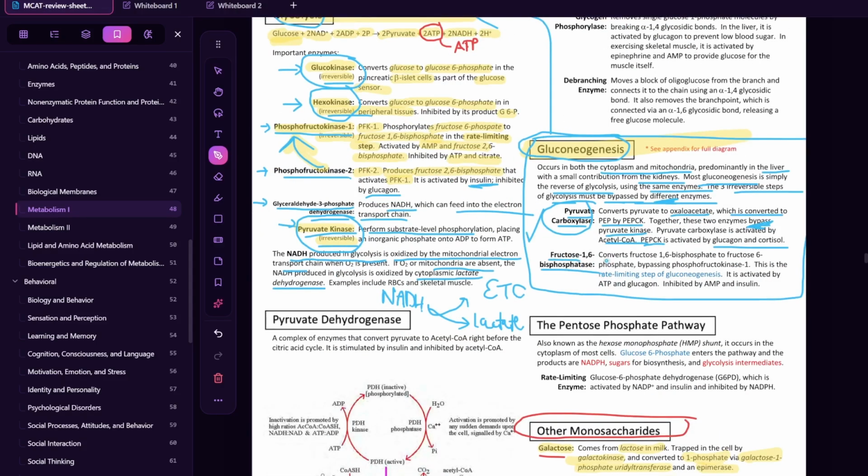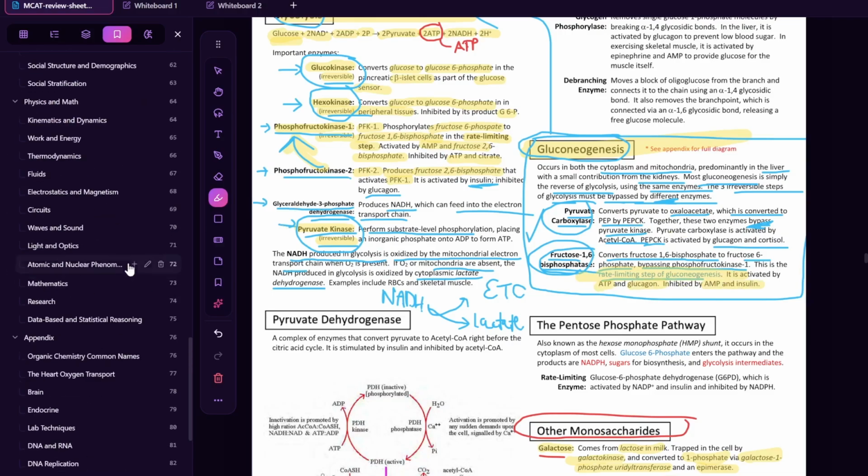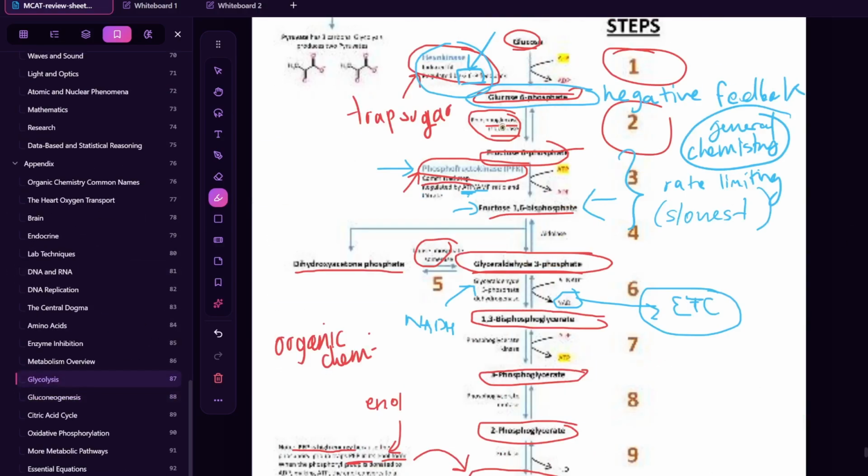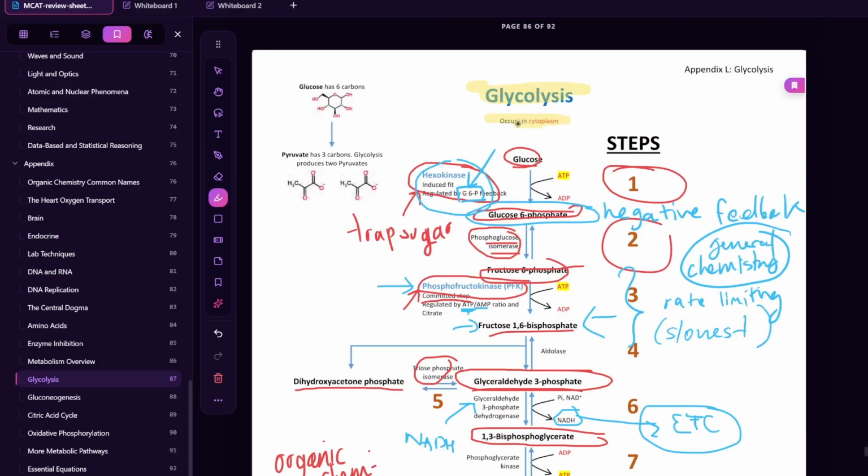Fructose 1,6-bisphosphatase converts fructose 1,6-bisphosphate to fructose 6-phosphate, bypassing PFK1. So this is another enzyme to bypass, and this is the rate-limiting step of gluconeogenesis. This is important. It is activated by ATP and glucagon, inhibited by AMP and insulin. So if we go to gluconeogenesis here, this is the opposite of glycolysis. Glycolysis occurs in your cytoplasm. They also give you a nice review of glucose having 6 carbons and pyruvate having 3, and what pyruvate looks like over here.